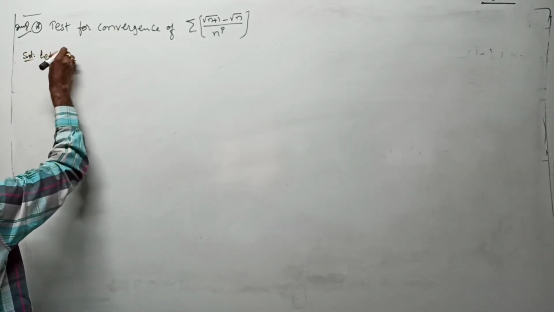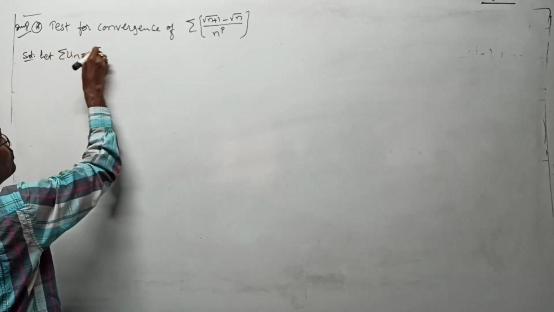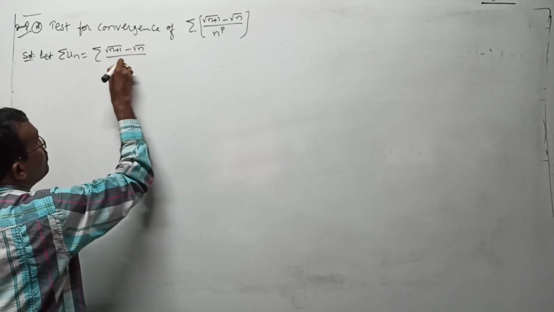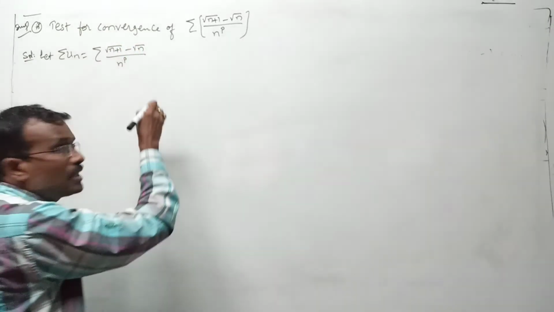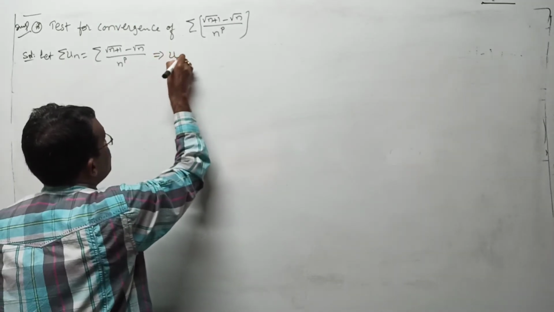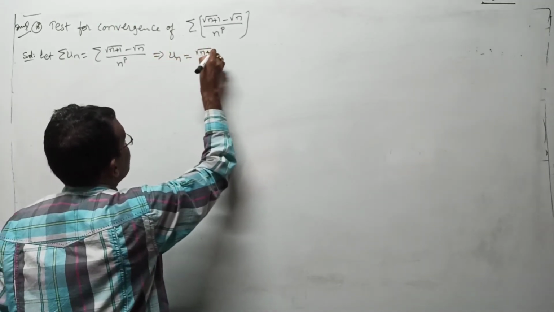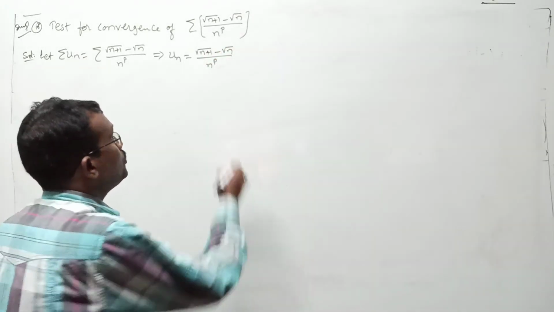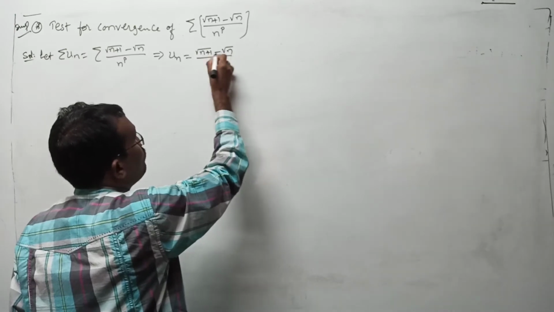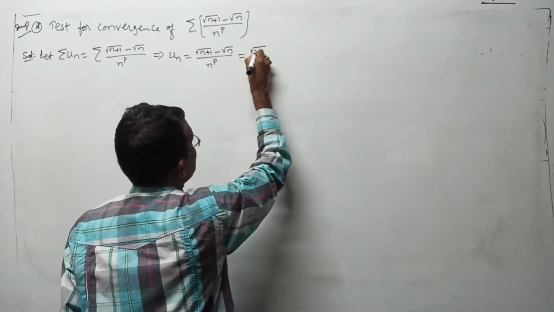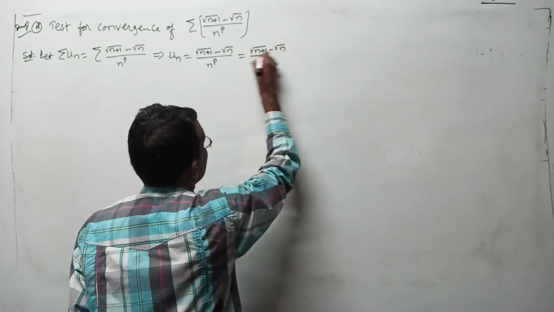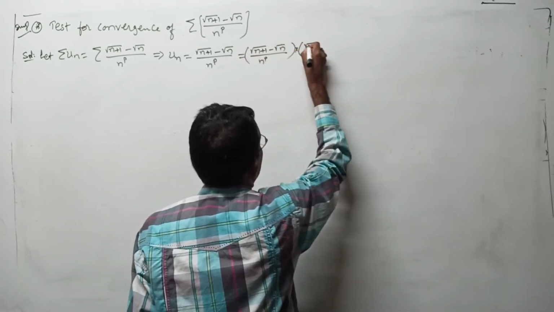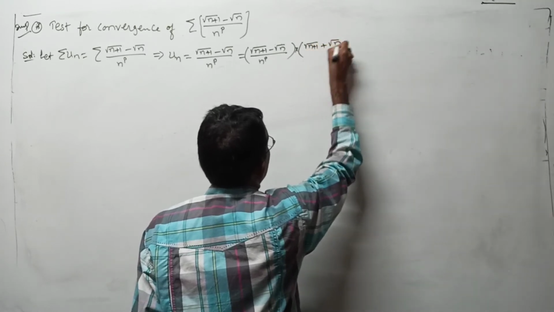Let sigma Un be sigma root n plus 1 minus root n by n power p. This implies Un is equal to root n plus 1 minus root n by n to the power of p. In the numerator we got root terms, that's why you must rationalize that numerator. That means multiply and divide with root n plus 1 plus root n.